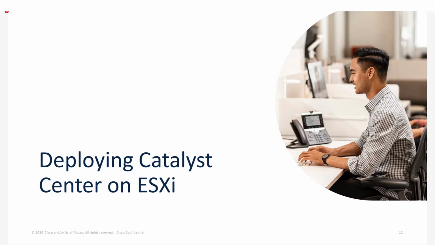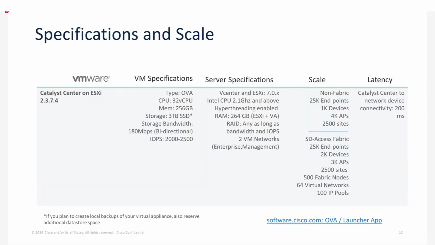Now let's look at deploying Catalyst Center on ESXi. So let's go over the specifications and scale. Catalyst Center on ESXi 2374 requires you to get the OVA file, and the only image supported for the ESXi deployment is a Cisco provided OVA file, and that can be downloaded from software.cisco.com. You will need to get a license and register the license to your smart account, and then you'll be able to register your Catalyst Center.